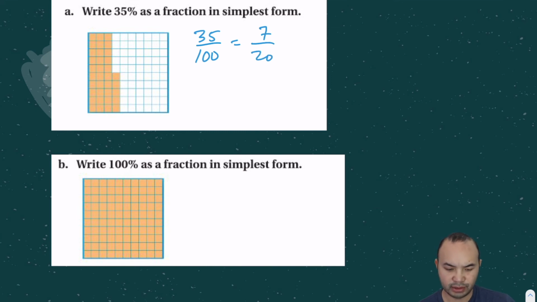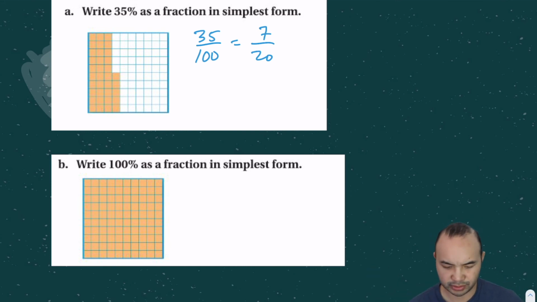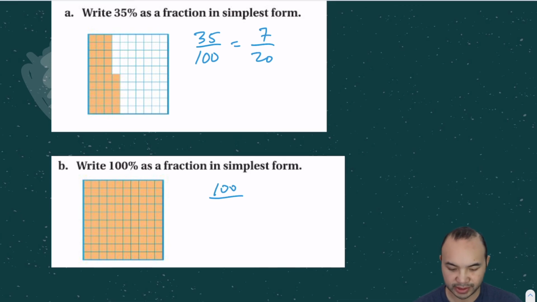We already did that. Write 100% as a fraction in simplest form. For some reason, this is a little more tricky sometimes because you're like, what do you mean 100%? What do you mean a fraction? That's not a fraction. Well, if you think about it, look at how many boxes are shaded. There's 100 boxes shaded. Out of how many? Out of 100. So 100 out of 100 is 1 over 1, or just 1.